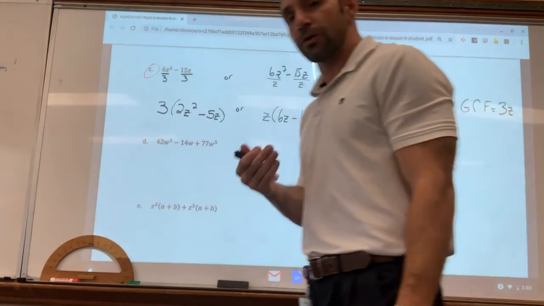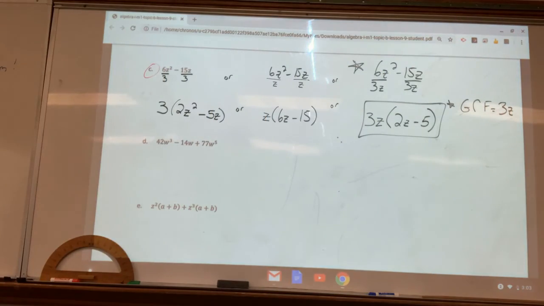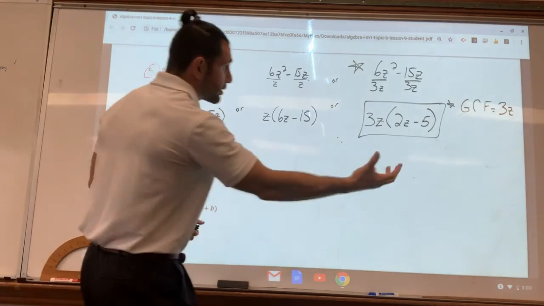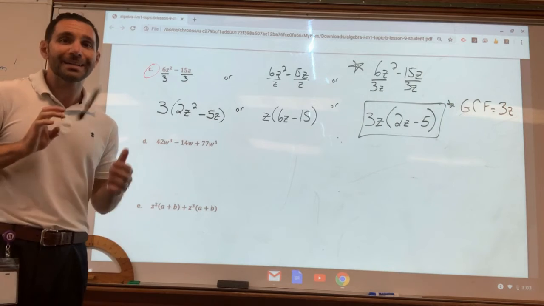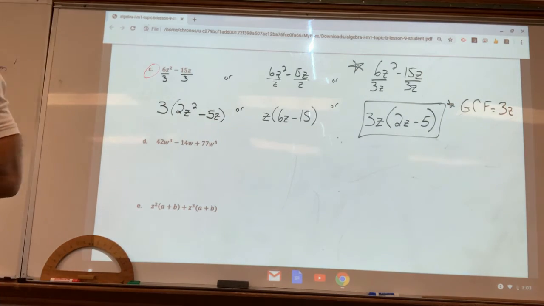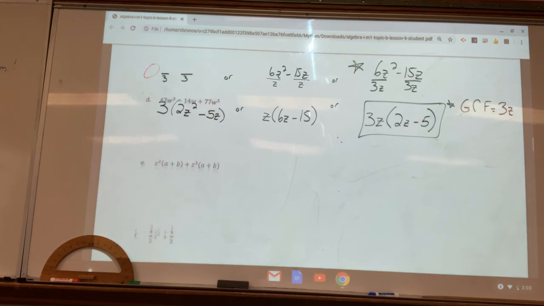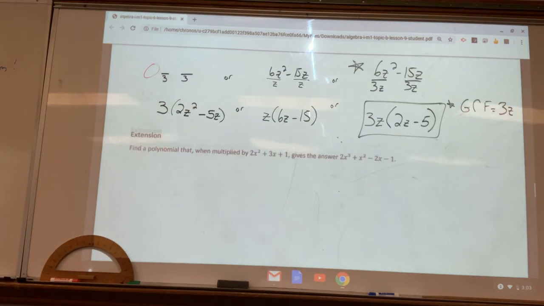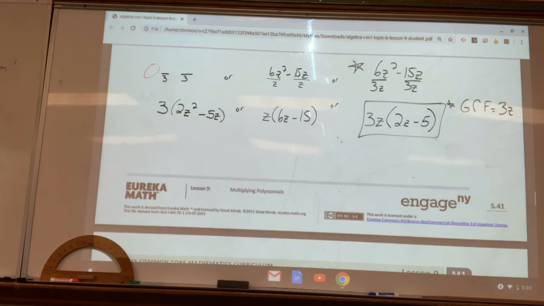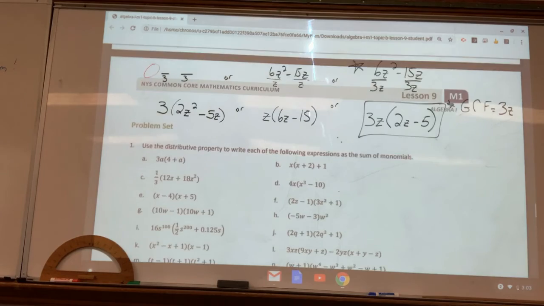Okay? The reverse of distributing is factoring. So instead of multiplying into everything, we are dividing out from everything. And if you're like, what's a GCF? It's the greatest common factor. There's a bunch of them. And I don't like any of them.